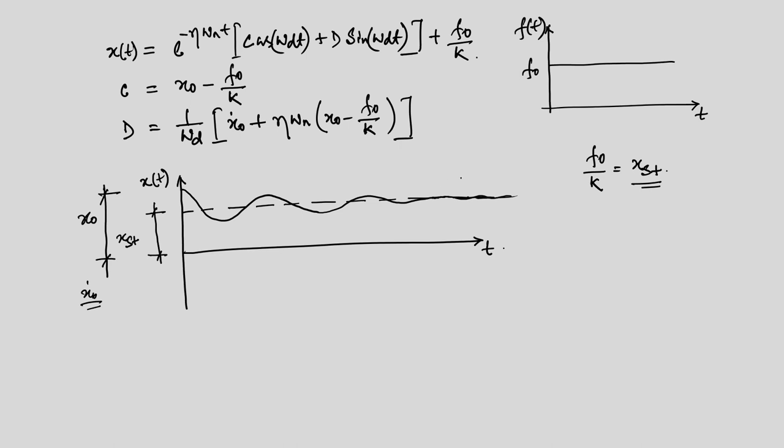After a certain time, this part of the response is called the steady state response, and the response before that is called the transient response. So, initially the transient response dominates, but because of the damping, the system gradually loses that energy and then ultimately it reaches the steady state. So, that is the nature when we have a constant forcing function.